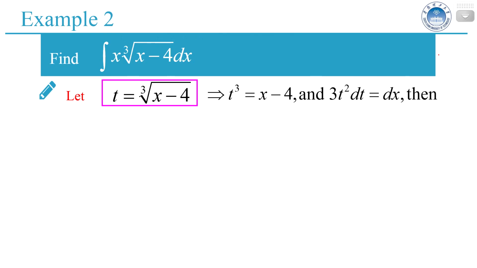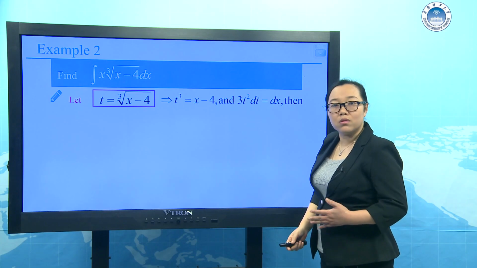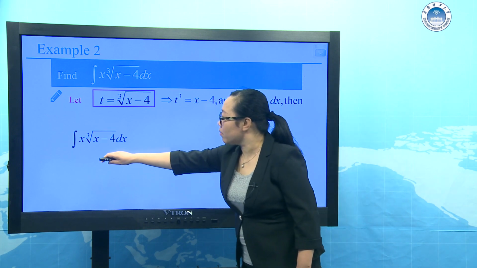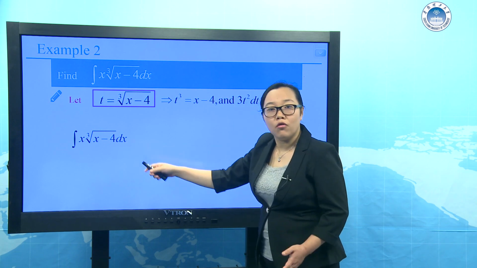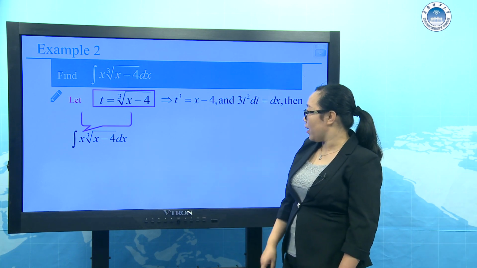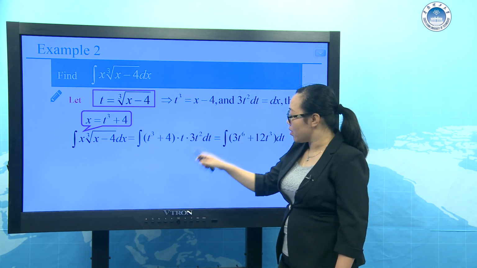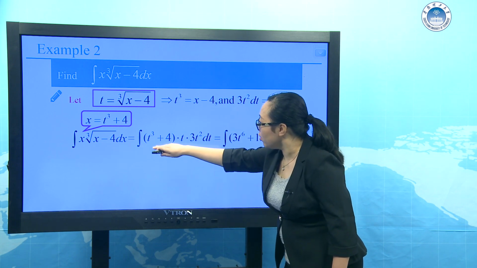Do the same computation, means take the differential on both sides. d of t cubed equals d of x minus 4. So we can get 3t squared dt equals dx, since d of 4 equals 0. We can get the original function, replace every x with the t expression. We can get x equals t cubed plus 4.